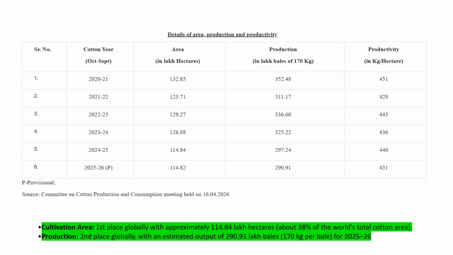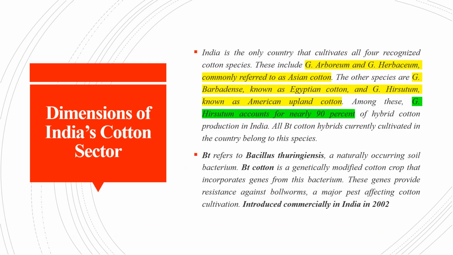So if you look at the statistics, in case of 25-26, the area is about 114.82 lakh hectares, which is highest in the world. India stands first in case of area, but in case of production, it stands second place with 290.91 lakh bales, where each bale is equal to 170 kgs, and productivity of 431 kg per hectare.